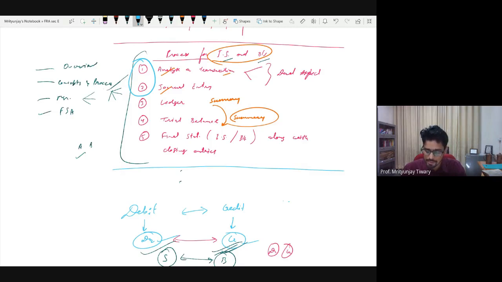Then later on, once the period is over, we will prepare a summary statement of all the journals, that is called a ledger. Then we will prepare a summary of this, which is called a trial balance. And from this summary, we will prepare our income statement and balance sheet. So to do this, what did we do?